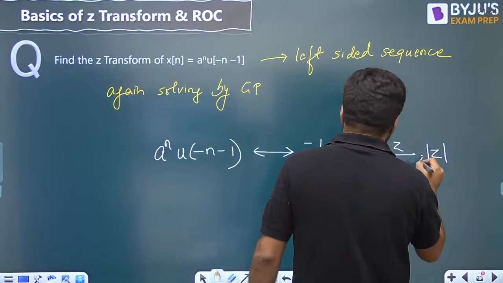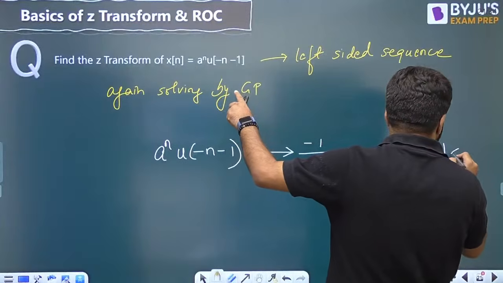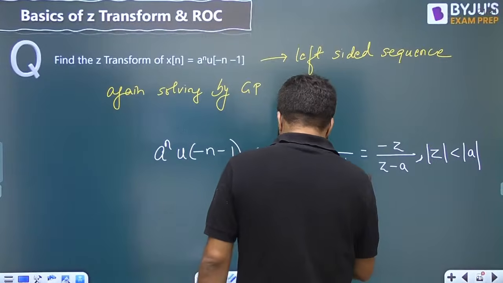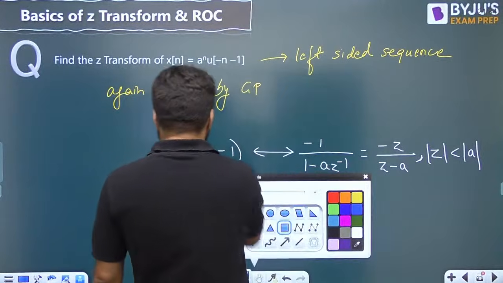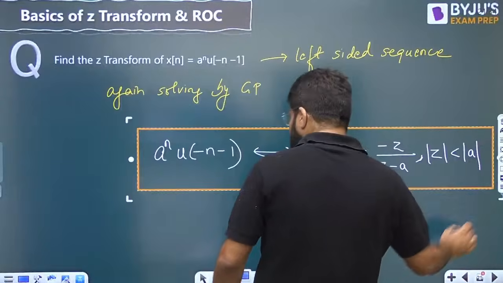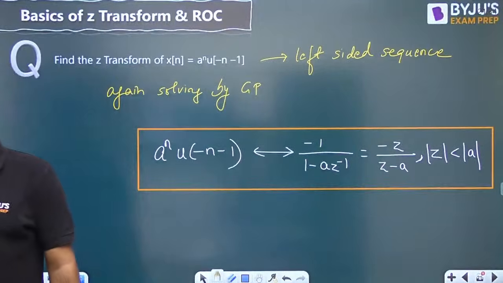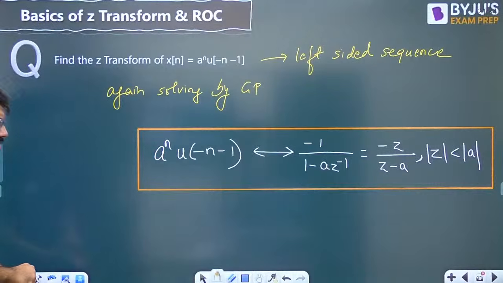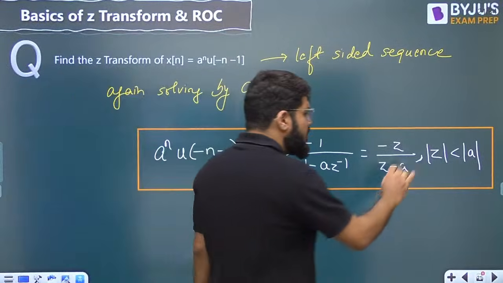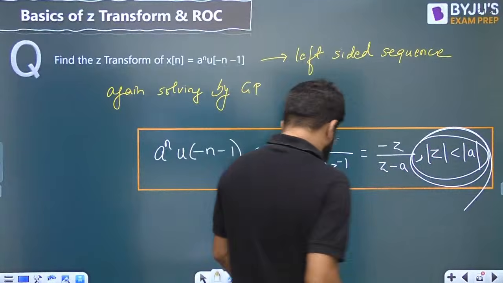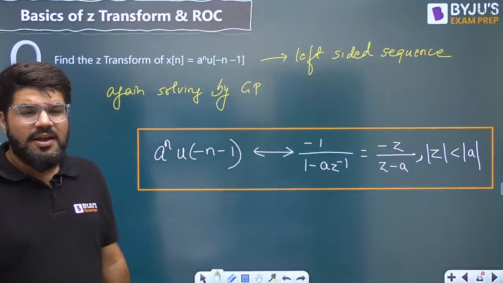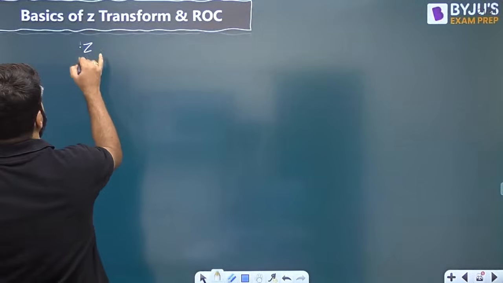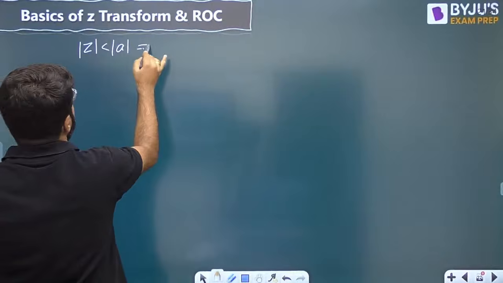But with the condition, when you solve this GP, there will be a condition coming up: mod z less than mod a. I am assuming that you can solve this by the GP, which is why I am skipping this calculation, because it's very basic. The modulus of z is less than the modulus of a. What is the sketch corresponding to this? Let's learn with an example.